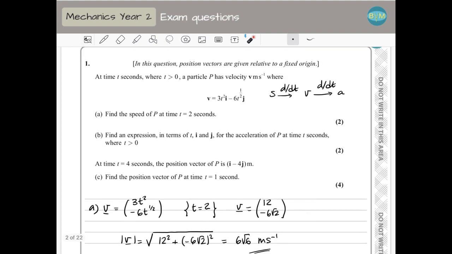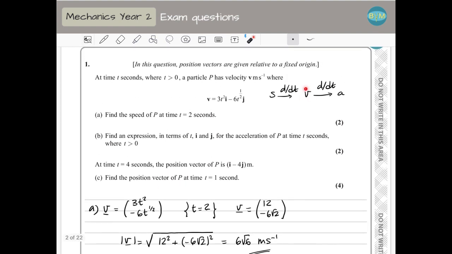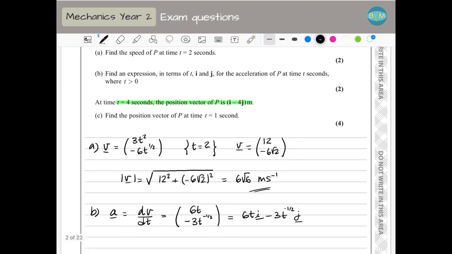So we need to find the position vector. We have the expression for the velocity, and I need this one. So I'm going to integrate. That's why they give me this line. This line is to find the constant of integration. Because remember, when I integrate, I will have to find the constant of integration. So I'm going to integrate my velocity function.